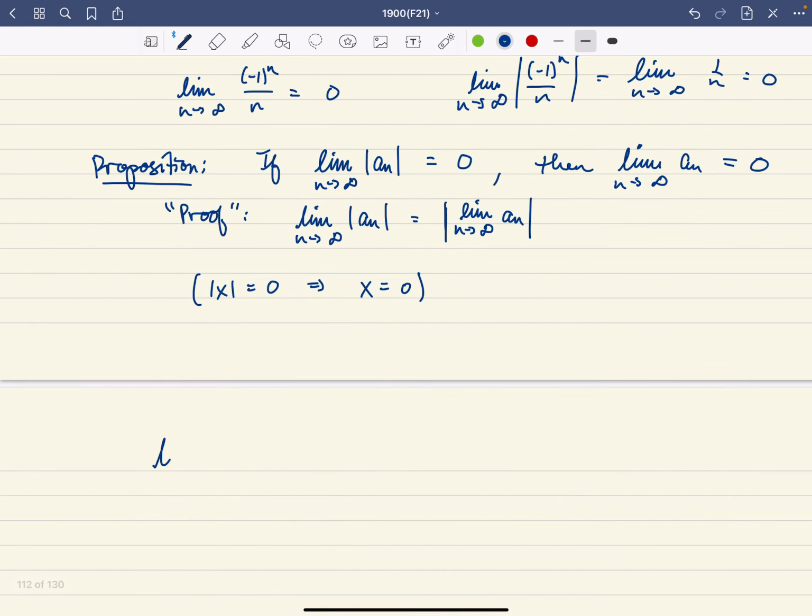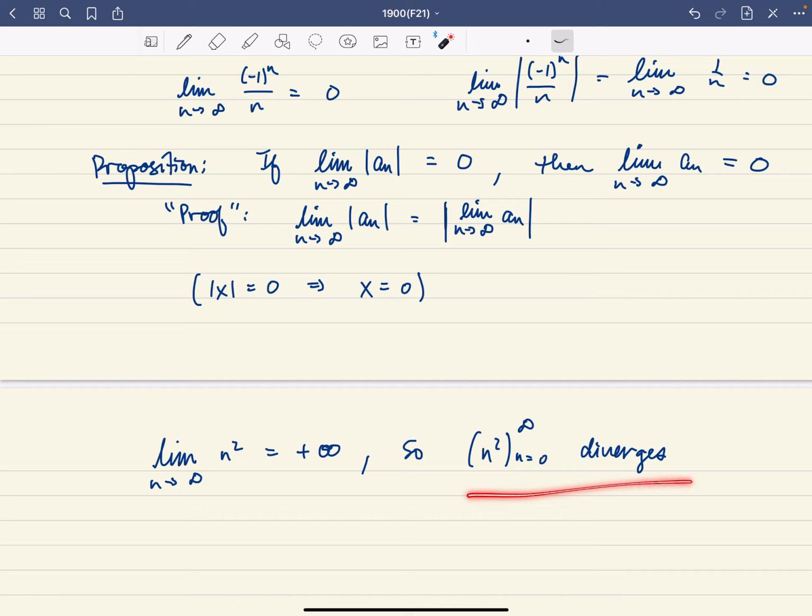If I look at the limit of, say, n squared, this is, of course, going to be positive infinity. So the sequence n squared, as n goes from 0 to infinity, diverges. And sometimes, because there's multiple ways that a sequence can diverge, because if the limit's infinity or negative infinity, or if the limit doesn't exist at all, sometimes it's customary to add that this diverges to infinity. And what that means is that it kind of tells you that the problem isn't that the limit doesn't exist, it's that the limit's infinity.